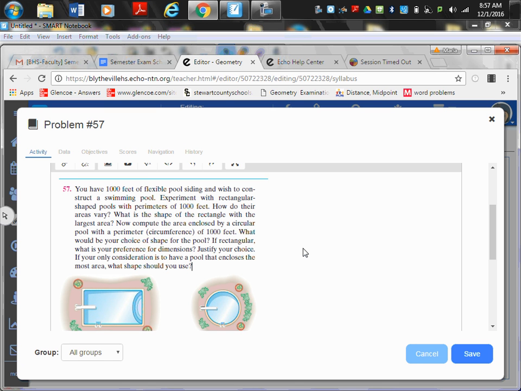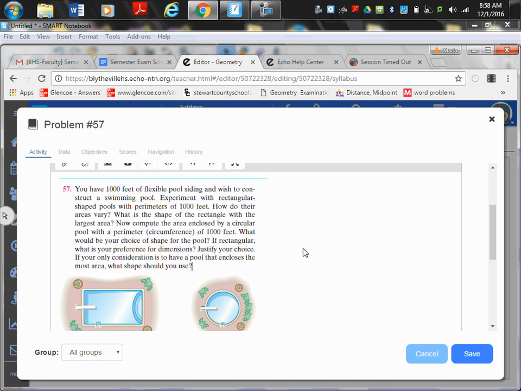And then you're going to compute the area of the circular pool that has a circumference of 1,000 feet. What would be your choice of shape for the pool? If rectangle, what is your preference for dimensions? Justify your choice. If your only consideration is to have a pool that encloses the most area, which one should you choose?